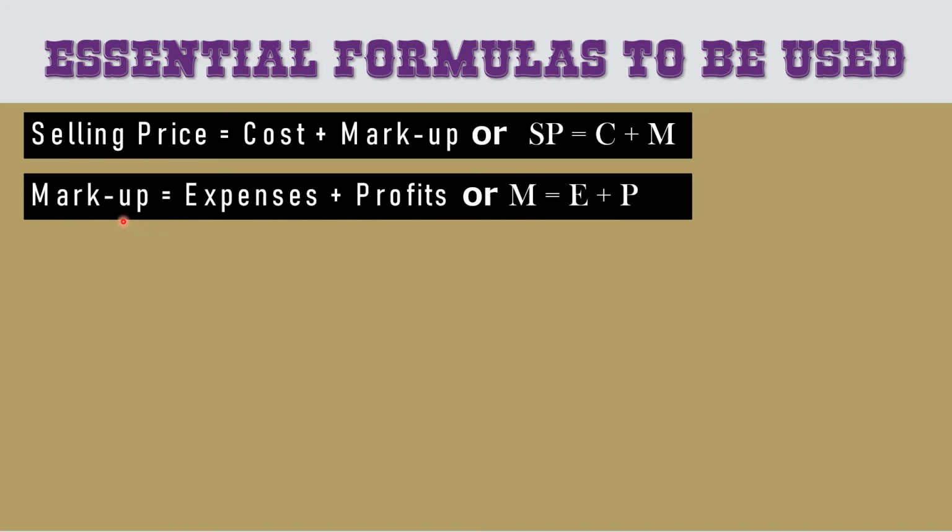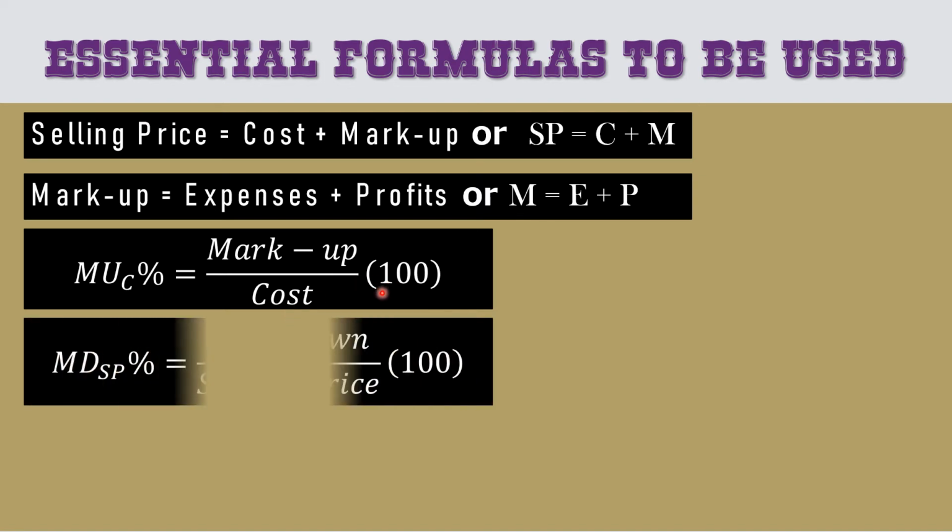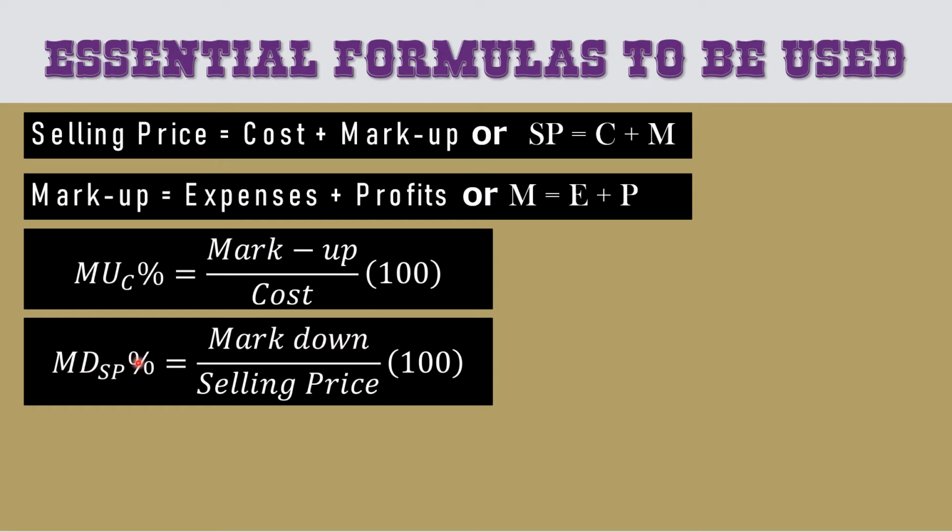Next, we have here the markup. Markup is defined as the sum of the expenses, capital letter E, and the profits, denoted by capital letter P. In symbols, that is M is equal to E plus P. And then we also have here markup rate based on cost, that is equal to markup divided by the cost times 100 to get the percentage. Next, we have here markdown rate based on the selling price, and that is equal to markdown divided by the selling price times 100 to get the percentage.